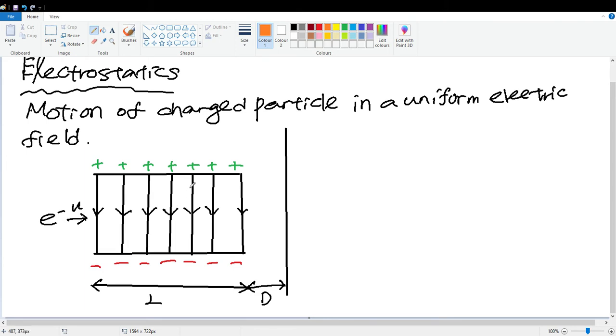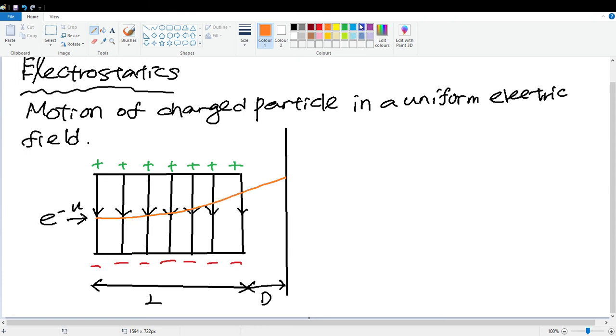We know that when this electron enters the region of the electric field, it will eventually be deflected. Since the electron is negatively charged, it will be deflected towards the positive plate. So the path of the electron eventually is some sort of this path. This is a parabolic curve.